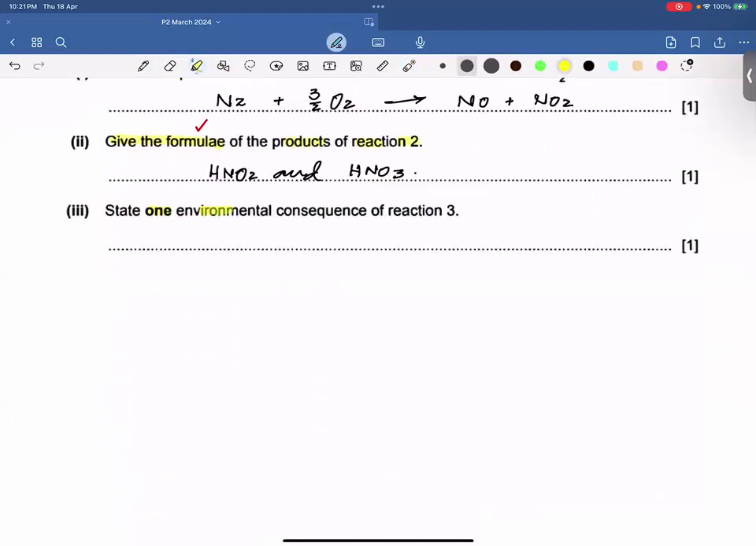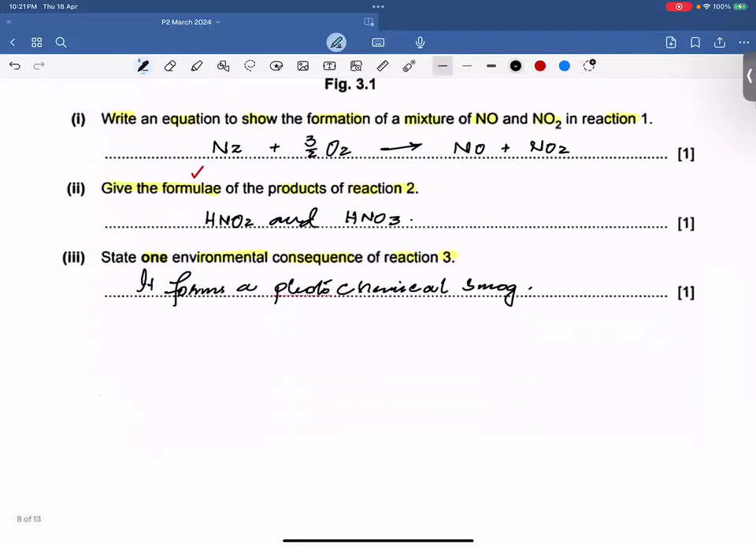State 1 environmental consequence of reaction 3. It forms a photochemical smog, which causes global warming and lung irritation. And also it is carcinogenic.